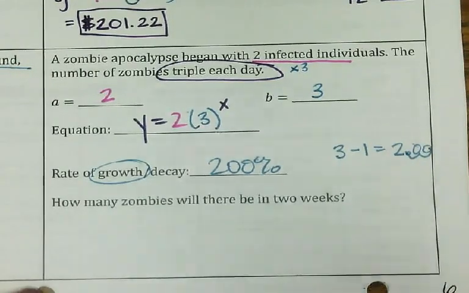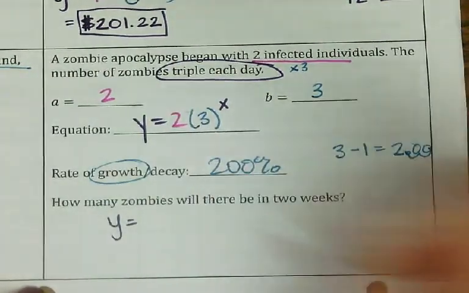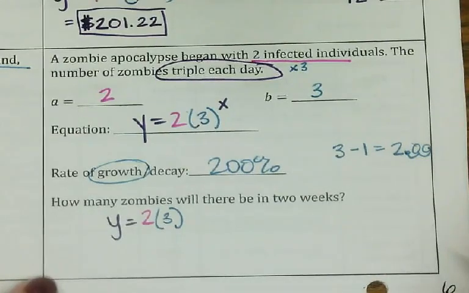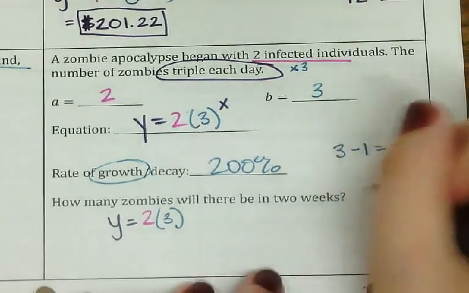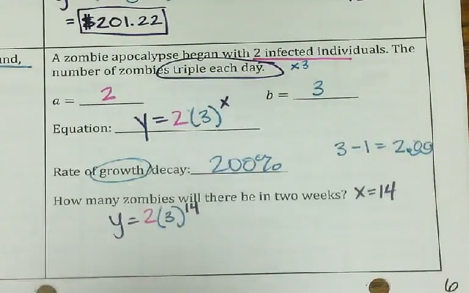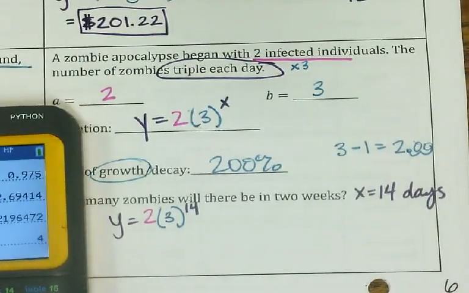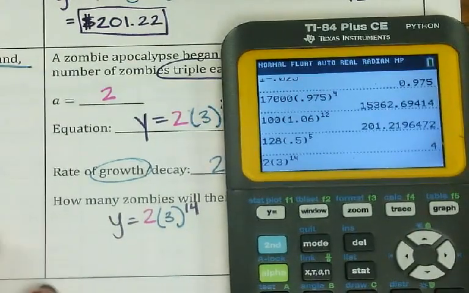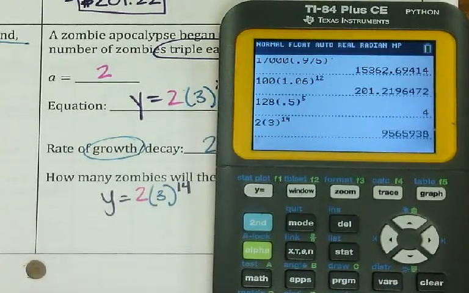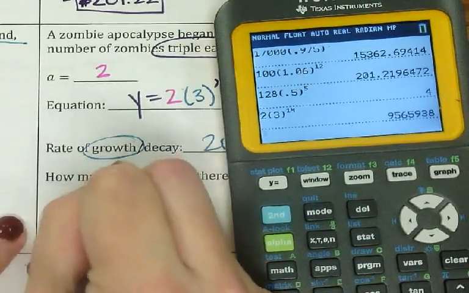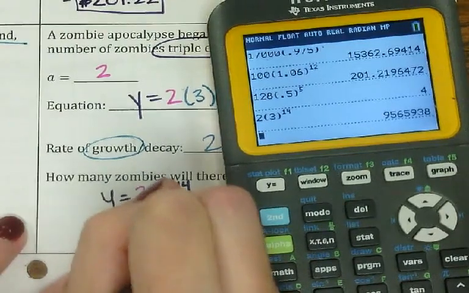So the question says, how many zombies are going to be there in 2 weeks? Two weeks are how many days? There we go. So we want to do 14 days. After 2 weeks, if nobody's killing off any zombies, which is unlikely, that is 9,565,938 zombies. Well, that's almost all of Texas. I mean, not even all of Houston, but yeah.